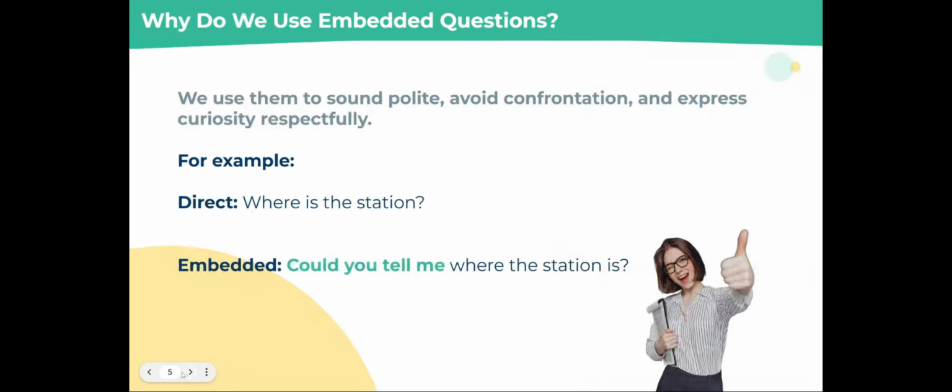Well, let's have a look at the second screen then. So why do we use embedded questions? We use them to sound polite, to avoid confrontation, and to express curiosity respectfully. For example, a direct question: where is the station? Embedded: could you tell me where the station is?